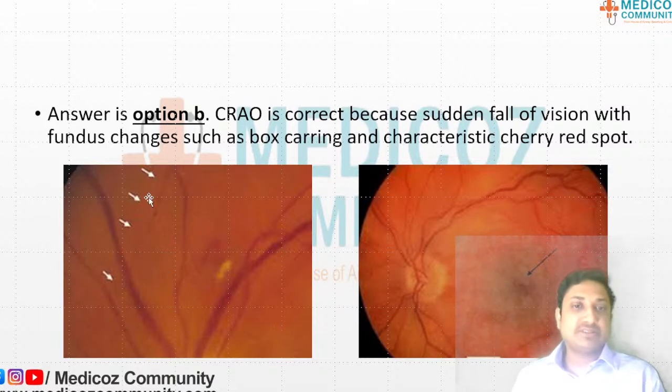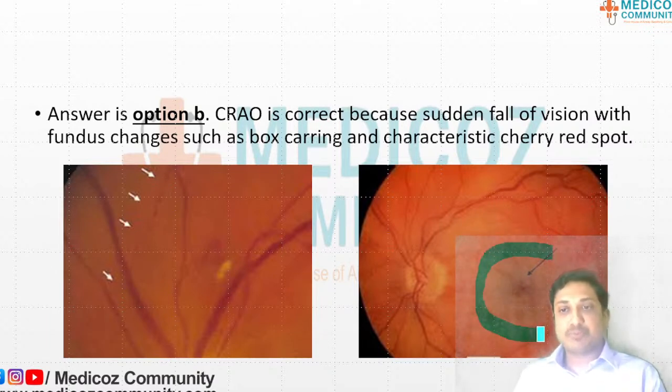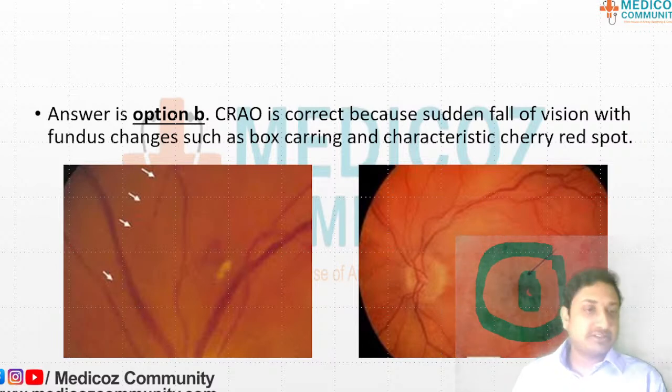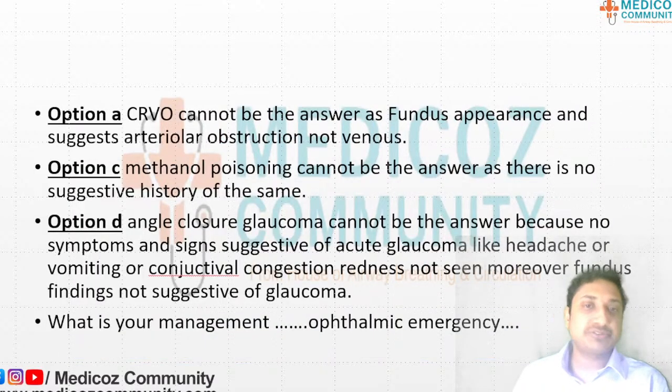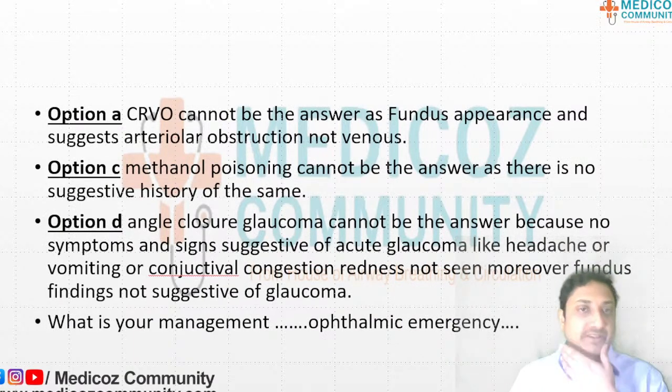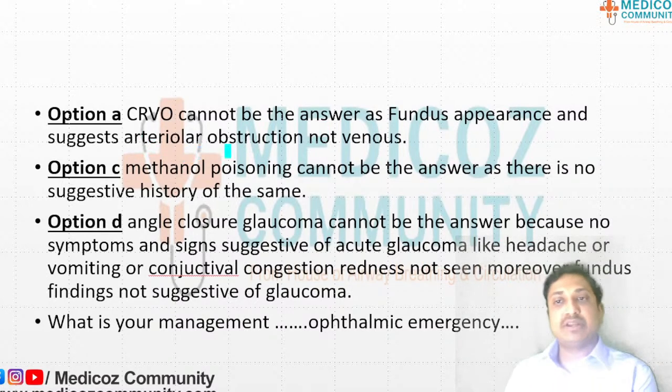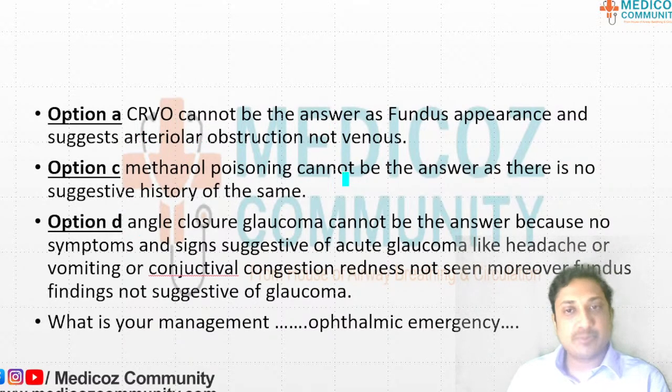Also you can see in this figure there is box carring of retinal vessels, and you can see a cherry red spot in the center along with the pale retina because of the loss of blood supply, because of the damage of the central retinal artery. To rule out the other options, CRVO cannot be the answer as in vein occlusion the fundus will appear very different. Methanol poisoning cannot be the answer because there is no history suggestive of methanol poisoning.